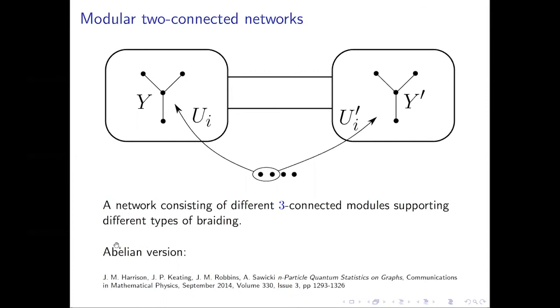This has been observed already for abelian anyons in the paper by Harrison, Keating, Robbins, and Adam Sawicki. I should also mention that this group from Bristol was one of the first groups who studied such models of anyons on networks from this perspective. Now there is only Jonathan Robbins who is in Bristol.